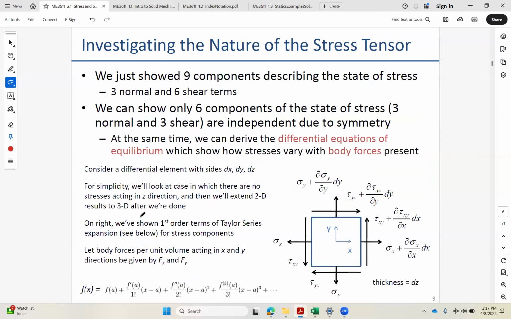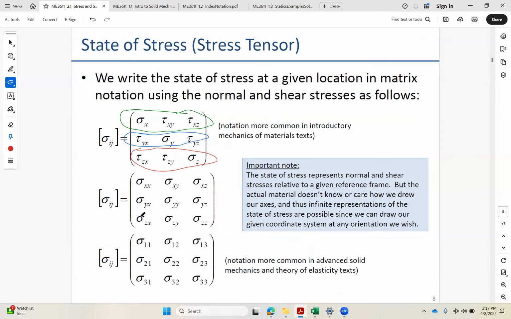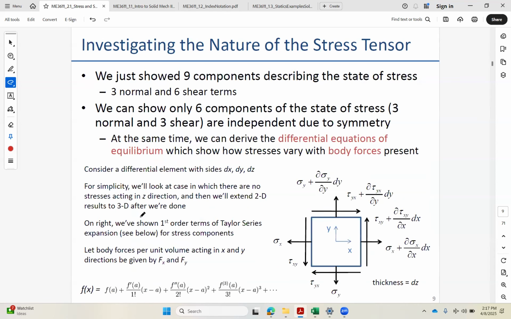All right, let's talk a little bit about that stress tensor. We just saw right here that it's got 9 components. We saw 3 front faces and then everything mirrored in reverse on the back faces, the back, the left, and the bottom. So those are 9 total components that we have to work with, 3 directions on each of the 3 faces, right?